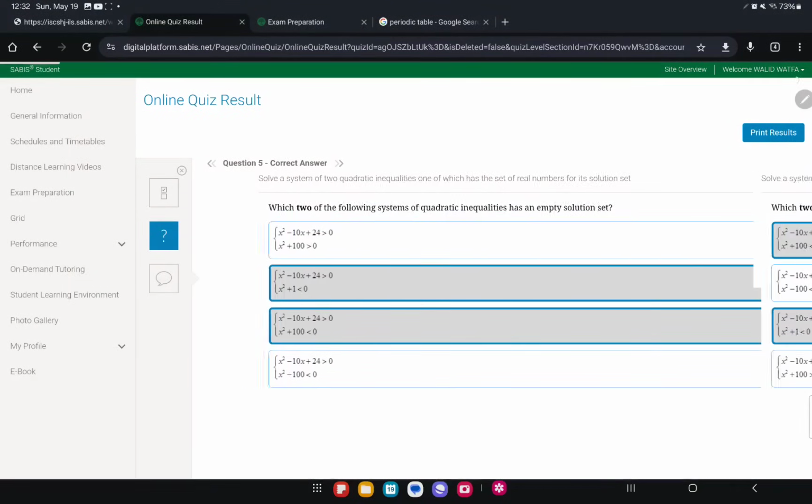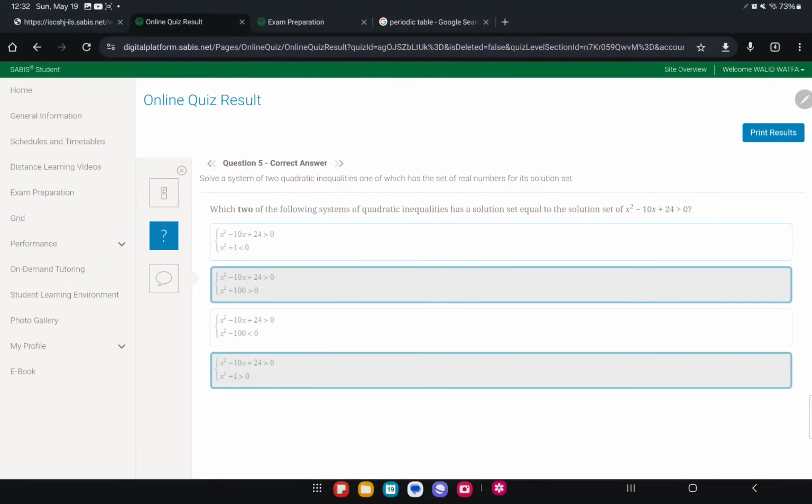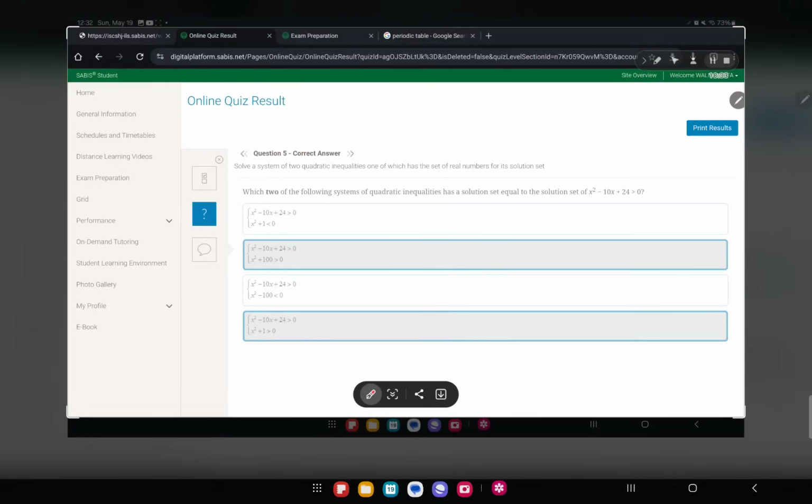Question 5. And I'm sorry, these questions are a bit annoying. I can't do anything for you, really, and I'm just doing my best at explaining. Which two have a solution set equal to this? We actually just solved this, right? We said that the solution set of this greater than 0 is when x is greater than 6 and when x is less than 4. So which one has a solution set equal to it? Solution set equal doesn't necessarily mean it has the same solution. Or wait, no, actually it does.